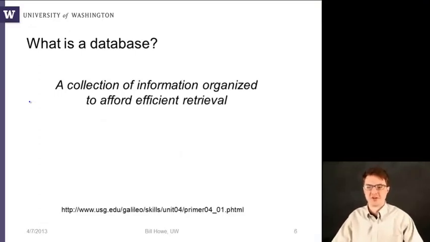Well, one definition that I think is pretty adequate is this one, which is a collection of information organized to afford efficient retrieval. Right? So this is a pretty general definition. It doesn't say anything about tables, doesn't say anything about relations. So when you think about database, don't necessarily assume relational database. It's perfectly adequate to talk about a database that has nothing to do with relations. All right, but it is not just a pile of data either. It's organized to afford efficient retrieval.